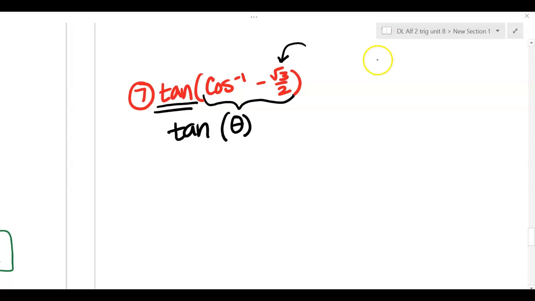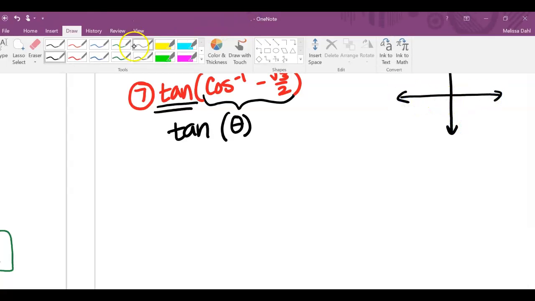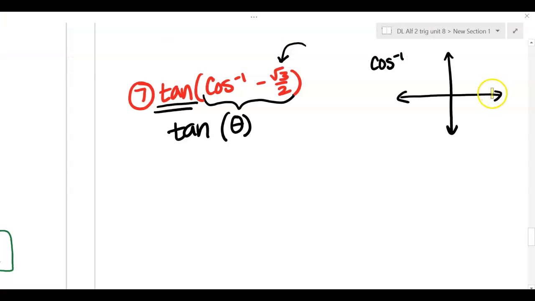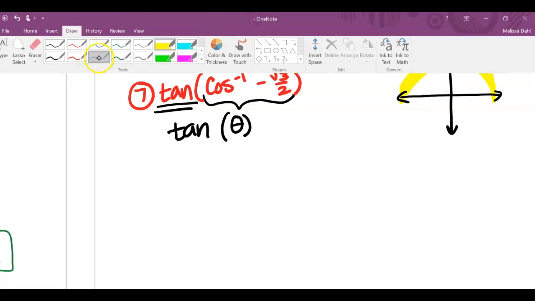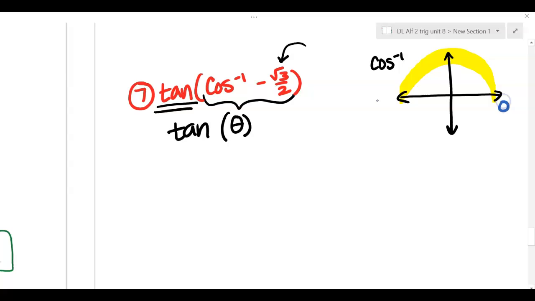So first, to find the angle, since you're working with an inverse cosine function, remember we're only finding the principal angle, which means we're just looking at the restricted area. And for cosine, those are the angles from 0 to 180, or in radians from 0 to pi. So this is from 0 to pi. So I'm basically supposed to identify the angle from 0 to pi that I know has a cosine of negative rad 3 over 2.